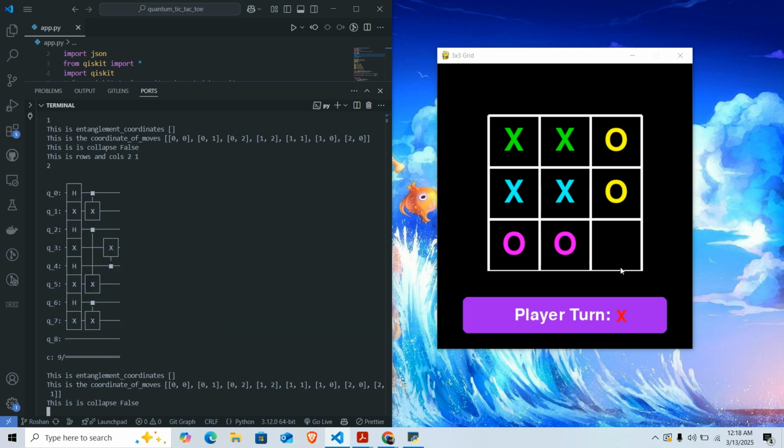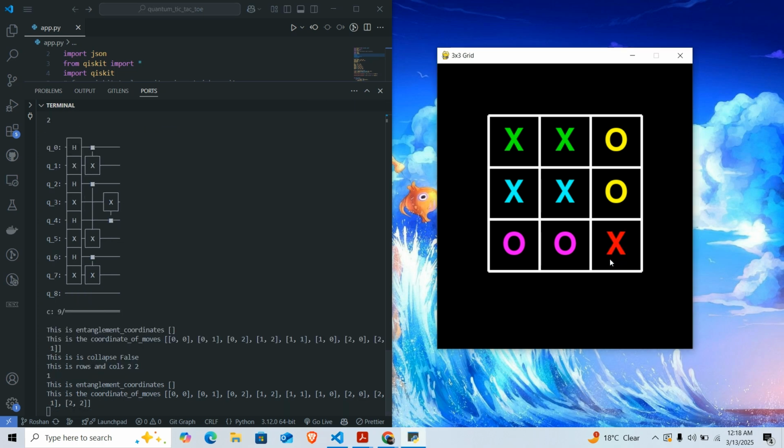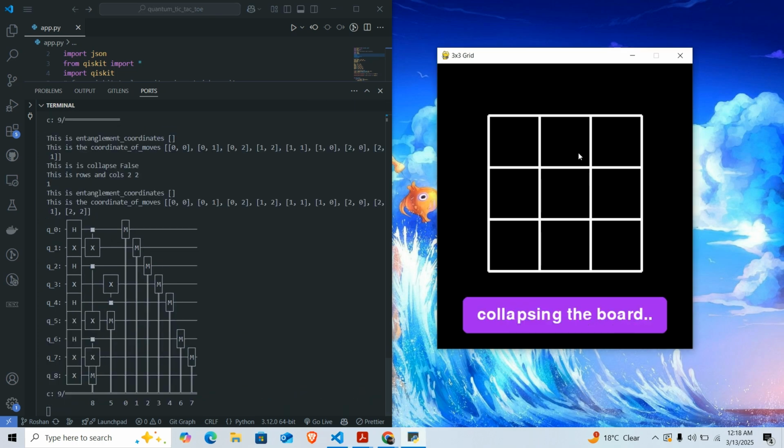Finally, when you choose one X, remember in the zeroth and the first position in the boxes there are two X's, and after collapse it will only appear as one, just like after the coin drops in hand, it is either heads or tails. So if I click here on X, now the board is collapsing. Now it will return to the classical tic-tac-toe.